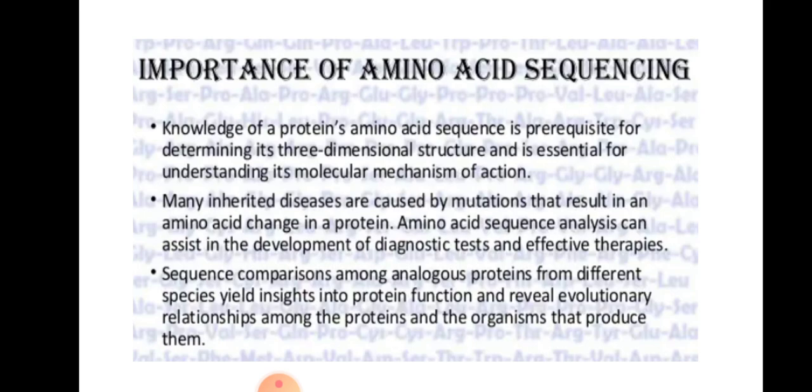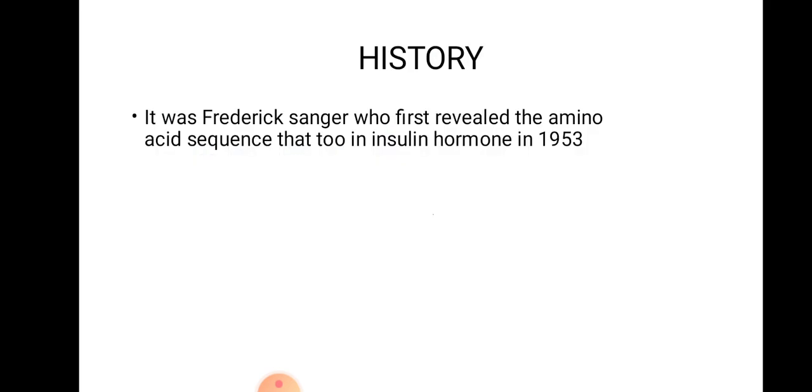There are many diseases which are caused by mutation, for example sickle cell disease. This results from an amino acid change in the protein. So amino acid sequence analysis can help us in the development of diagnostic tests and effective therapies. The first amino acid sequencing was done by Frederick Sanger, and the first protein to be sequenced was the hormone insulin, in 1953.